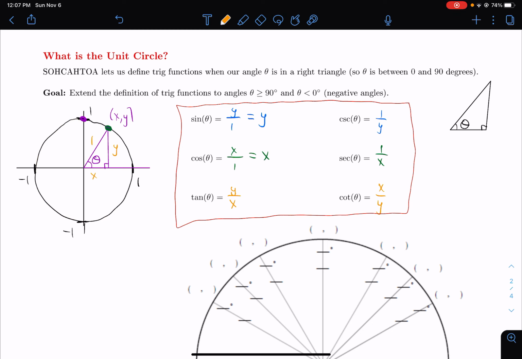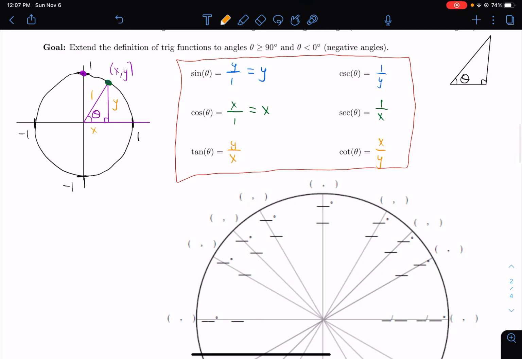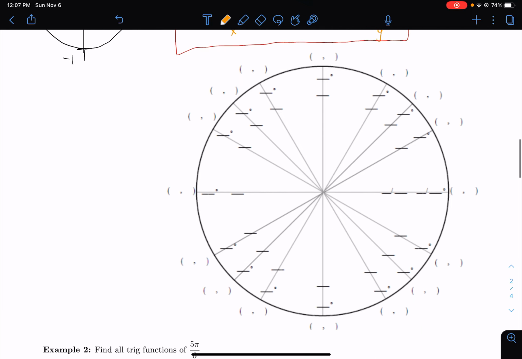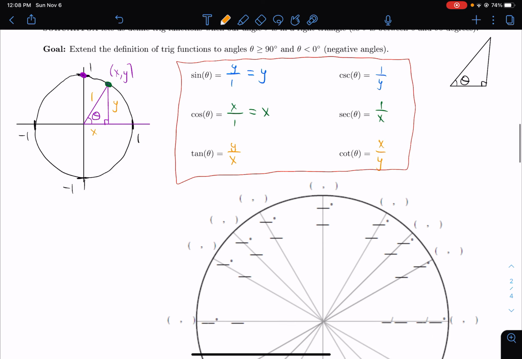Okay. All right. So one of the things that we'll need is to be able to figure out trig functions at a bunch of different angles. So this is where labeling the unit circle is going to come into play. So I've got this blank unit circle, and I'm going to label first a bunch of angles in the unit circle, and then we're going to think about, well, what are their x and y coordinates?